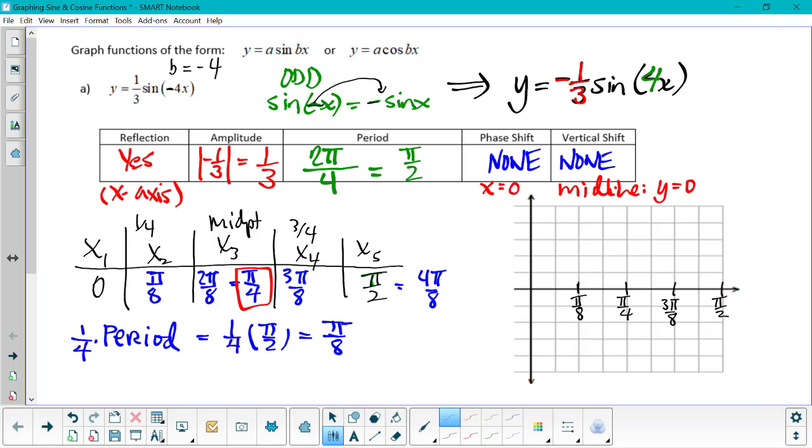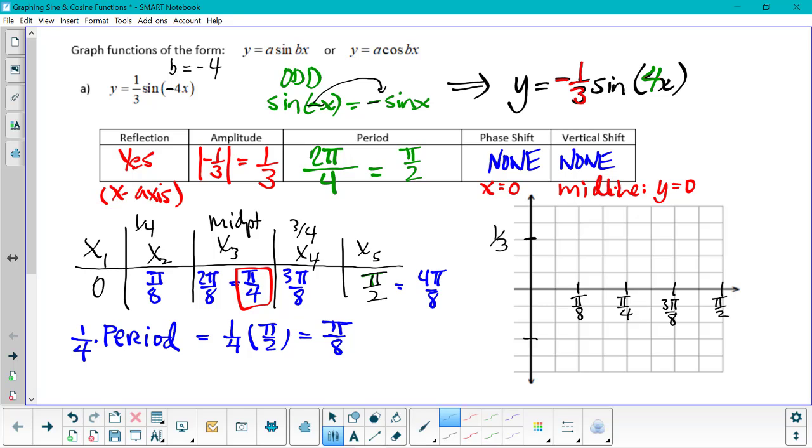I now label my y-axis to show the midline, which is the x-axis, so there is no shifting. So then I just need to mark the max and the min. Well, the max would be, I'm going to go up 1/3 because of size. I'm going to make 3 squares 1/3.